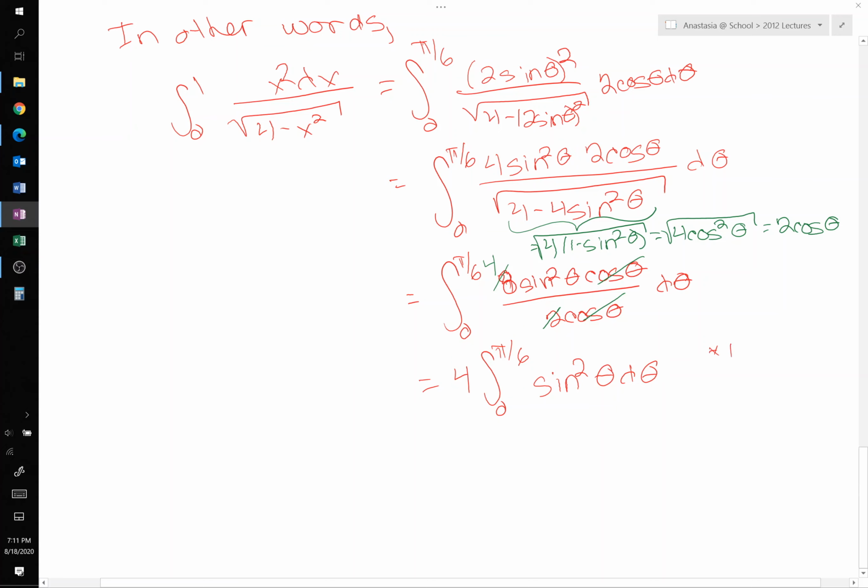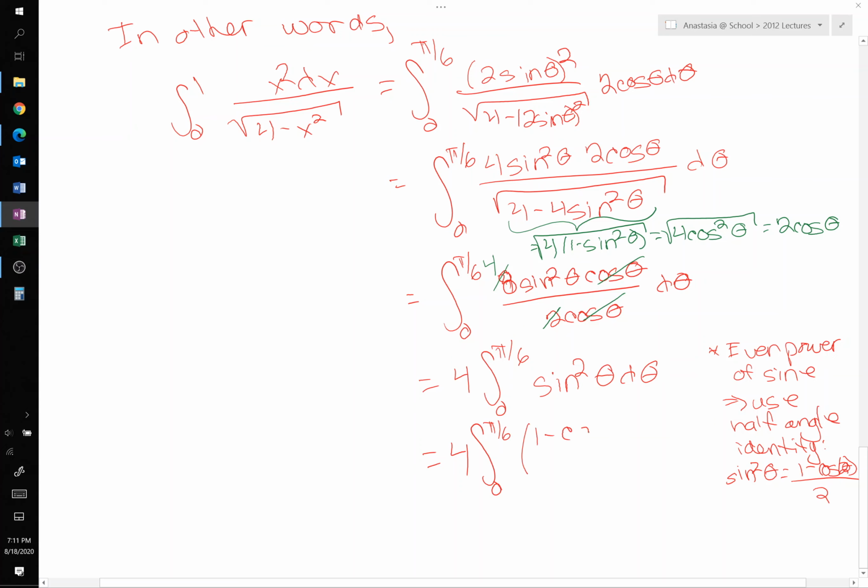This is an even power of sine, which was one of our exceptions. This means that we need to use the half angle identity, which is sine squared theta is equal to 1 minus cosine of 2 theta, over 2. So we get 4 times the integral from 0 to pi over 6 of 1 minus cosine of 2 theta all over 2 with a d theta.